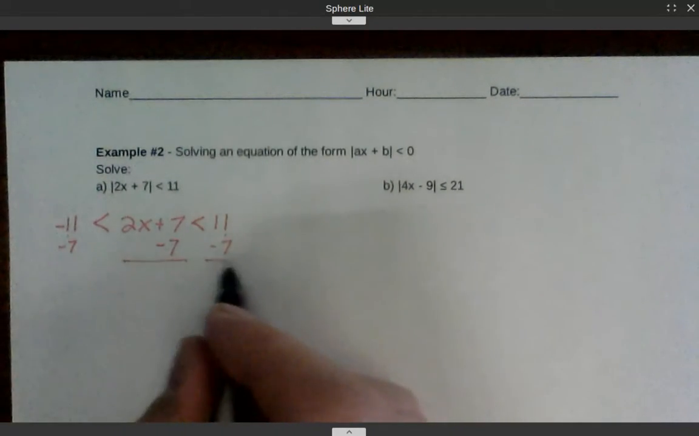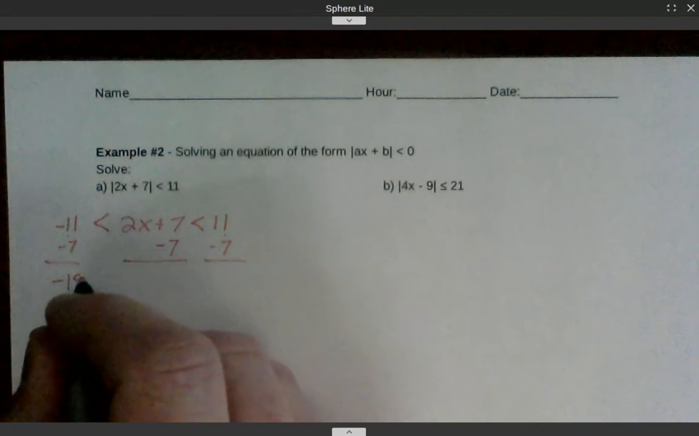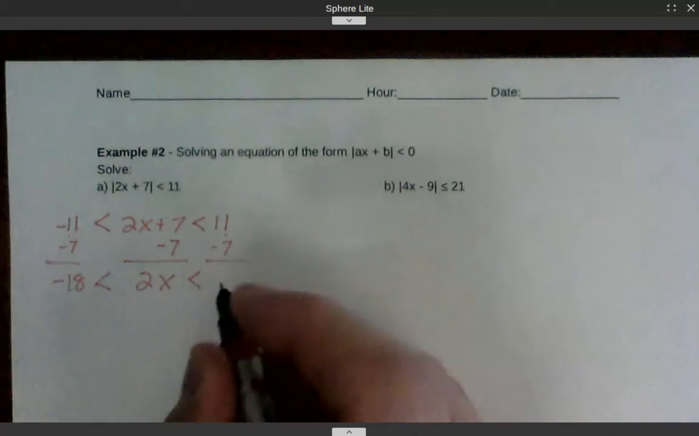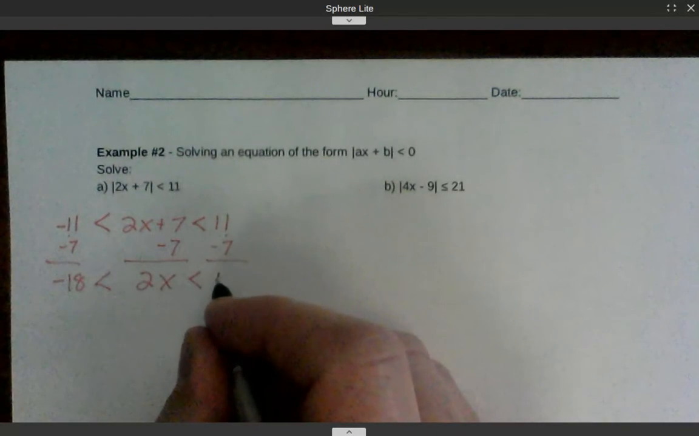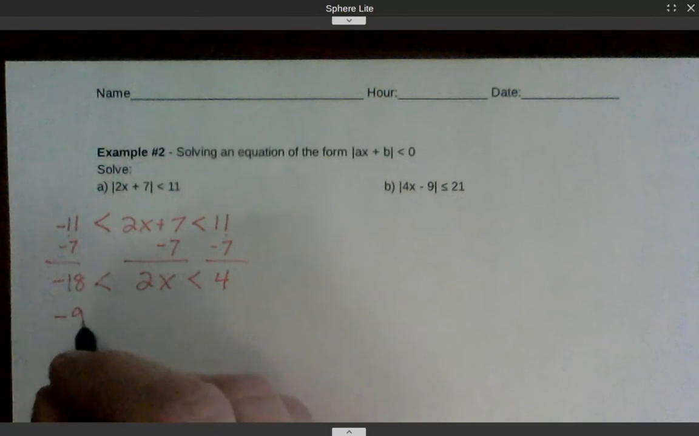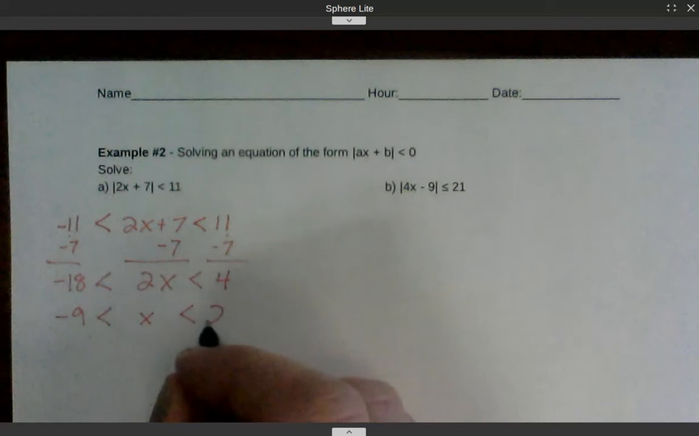So if I do this, I will have negative 11 minus 7, which is negative 18, 2x, and 4. I'm going to divide by 2. This will be negative 9, this will be x, and this will be 2.